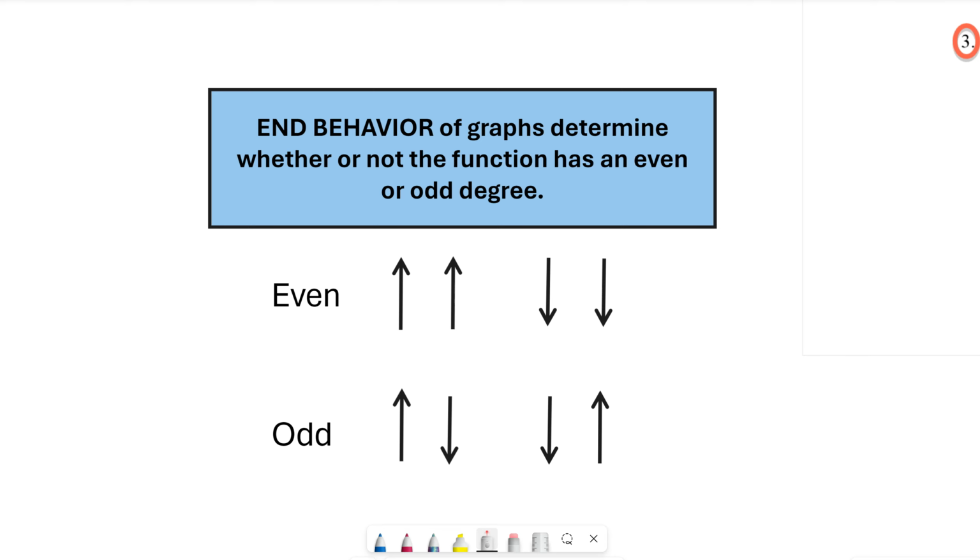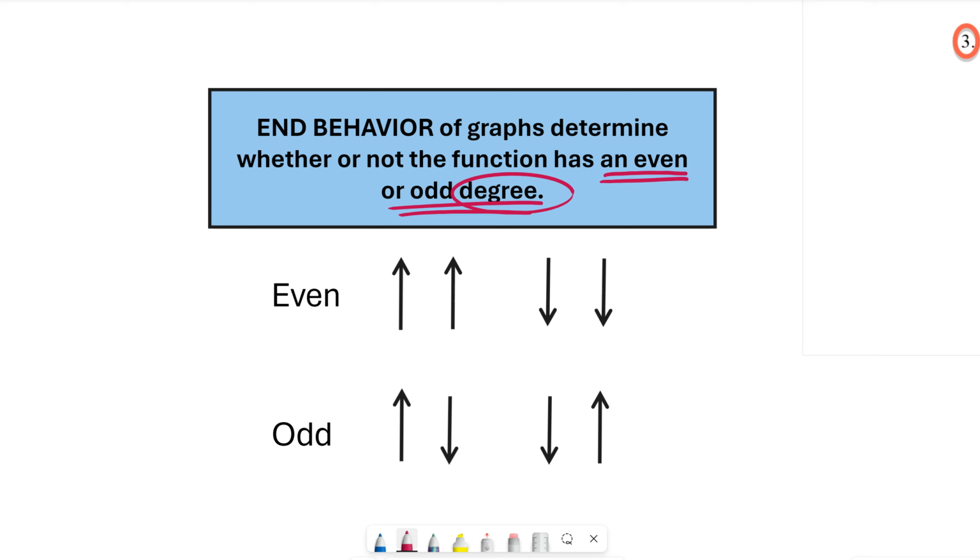Okay. So end behavior of graphs determines whether or not the function has an even or an odd degree. Now notice, I'm not asking you to determine if the function is an even or an odd function. I'm asking you to determine if the function has an even or an odd degree. Okay, something completely different. All our continuous function graphs are going to have ends, okay?